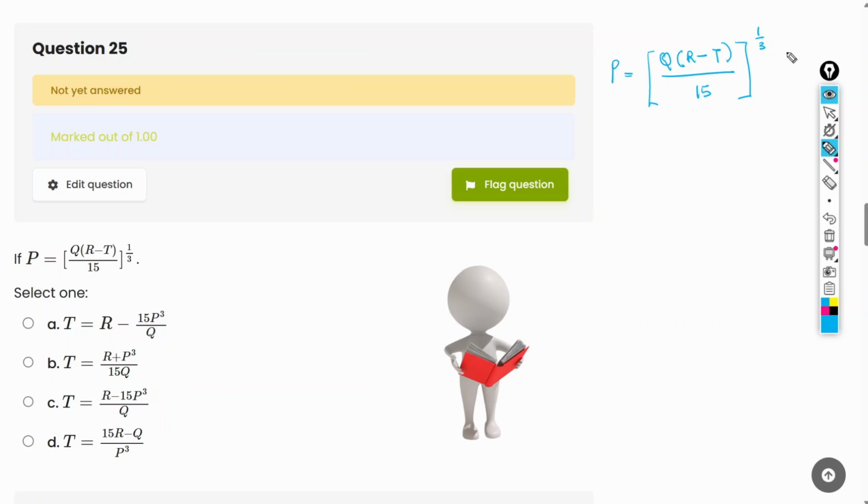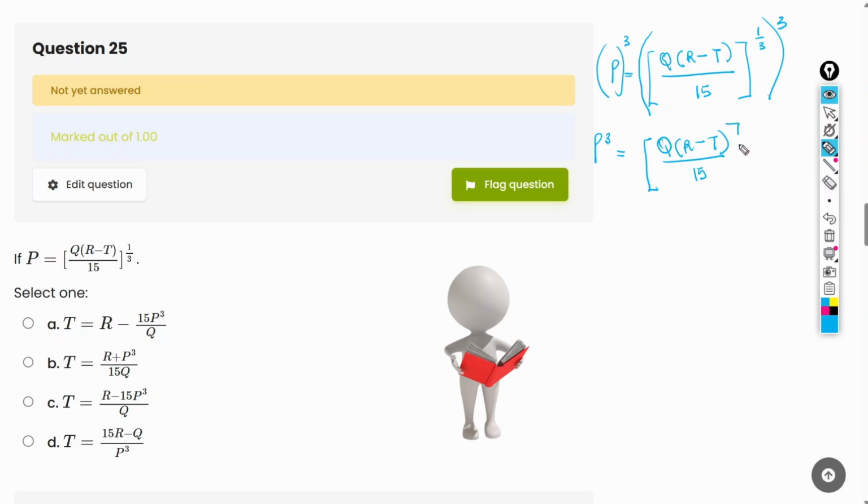So 1 out of 3 means cube root, right? So we can just start with that. Start with what is farthest away, what affects everything else. 1 over 3 affects everything else, so we'll just cube both sides. So we'll have p cube is equal to q bracket r minus t over 15.